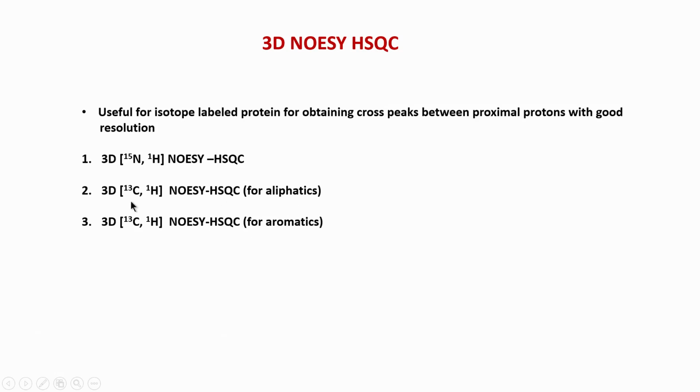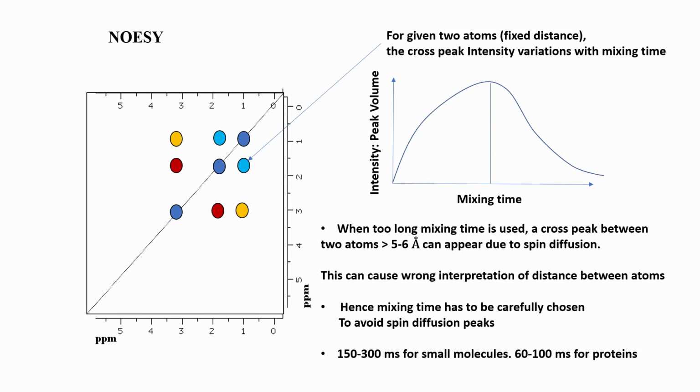Therefore, this 3D experiment is split into 2 parts. One is exclusively dedicated to aliphatics and one is dedicated to aromatics. Before we go into this, we should recap one thing in NOESY which I had mentioned briefly yesterday, that you have to look at the intensity versus mixing time. So, what is the intensity concept here?